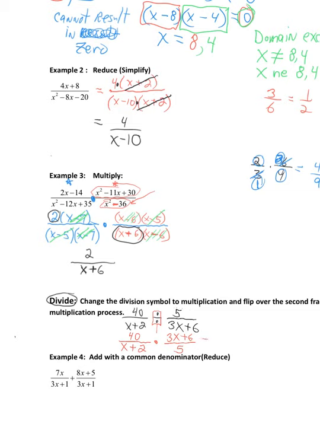And now, if I want, I can cancel. However, I probably should do a little factoring here. So let's see what I get. I'm going to leave the 40. I'm going to leave the 5.